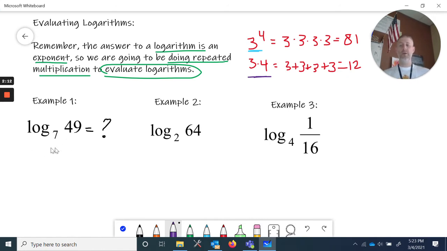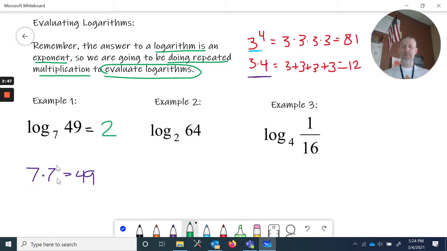So basically, what I want to think about here is, what's my base? In this case, my base is 7. So how many times do I have to multiply 7 by itself to get to 49? Well, 7 times 7 equals 49. So now we can figure out our answer by counting the 7s. This is like simple finger math, right? 7 times 7 is 49. That's 1, 2 7s. So that means my answer to my logarithm, which is the exponent, is 2.